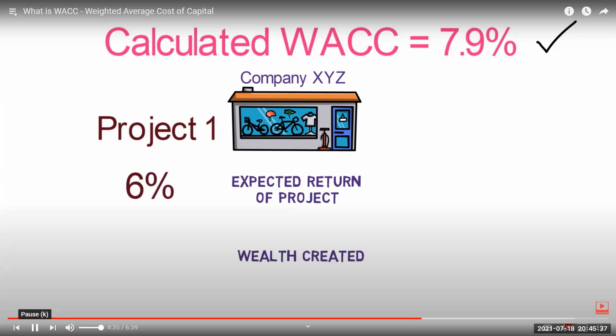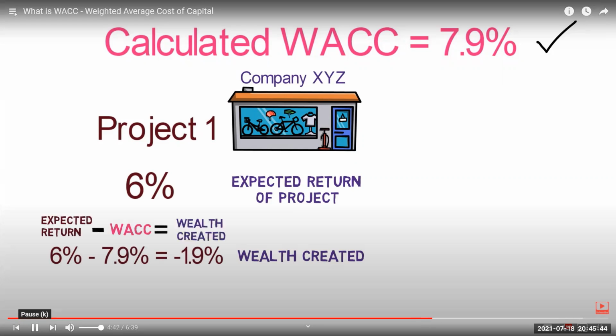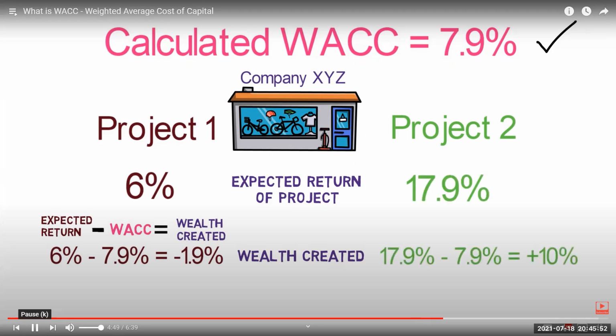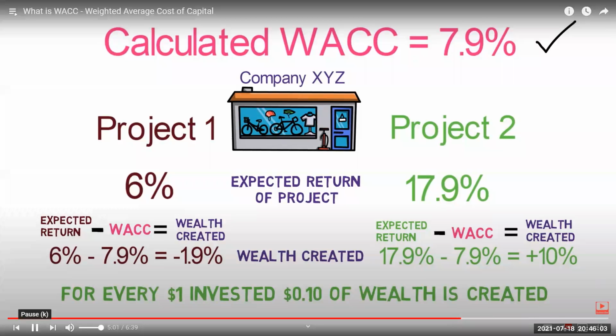They would be destroying wealth of the company, since the capital they will be using would be costing them 7.9%, and they would be earning 6%. But if on the flip side, they thought the project would earn 17.9%, well, they should probably do that, since they would be creating wealth as the cost of capital would be 7.9% and they'd be earning 17.9%. And to see how much of an impact this can have from a company perspective, well, the company ends up with a 10% return. That means for every dollar the company invests in the project, 10 cents in wealth will be created for the company.